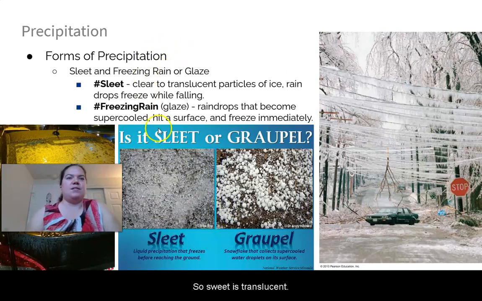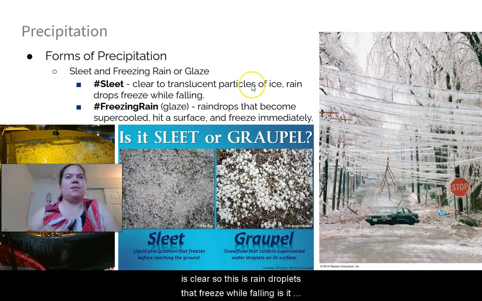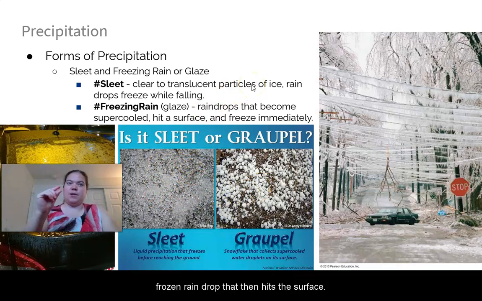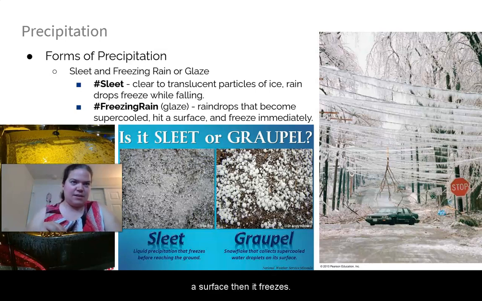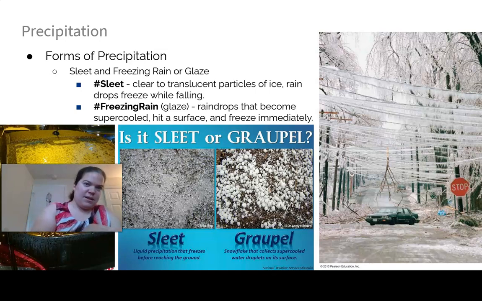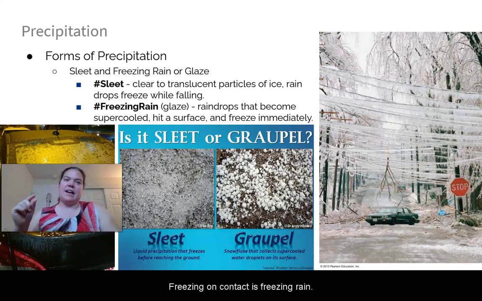So sleet is translucent. It's about the same size as graupel, but it's translucent. It's clear. So this is rain droplets that freeze while falling. So it's a frozen raindrop that then hits the surface. Freezing rain is rain droplets that are supercooled, then it hits the surface, then it freezes. Okay, so again, freezing while falling is sleet. Freezing on contact is freezing rain, or glaze.